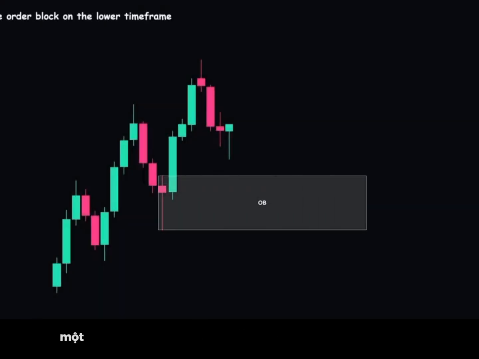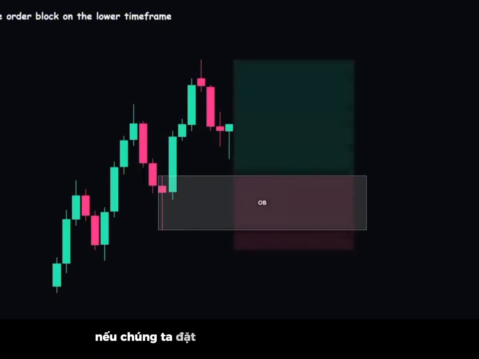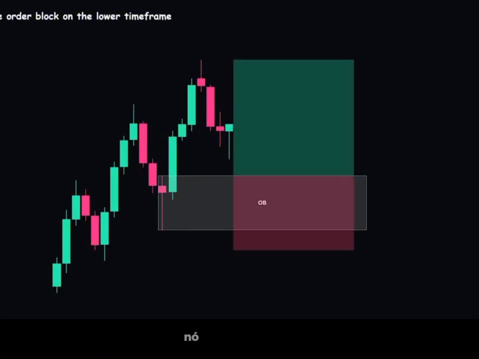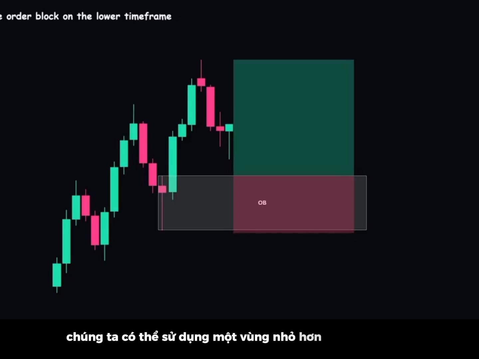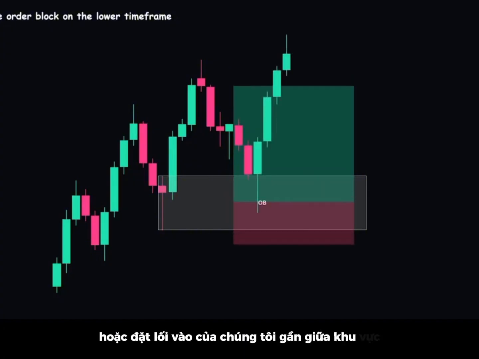Scenario 2. A very large order block on the lower time frame. If we set our stop loss below the entire zone, it could be too wide and reduce our risk-to-reward ratio. Instead, we can either use a smaller zone just below the order block as our stop, or place our entry closer to the middle of the zone. Both options help improve risk-to-reward.